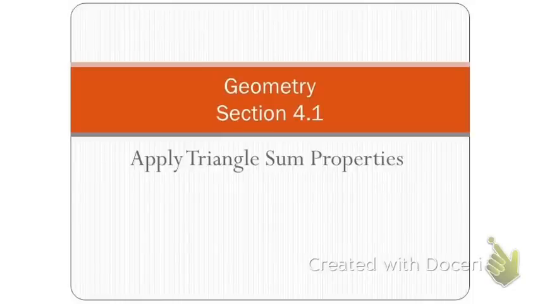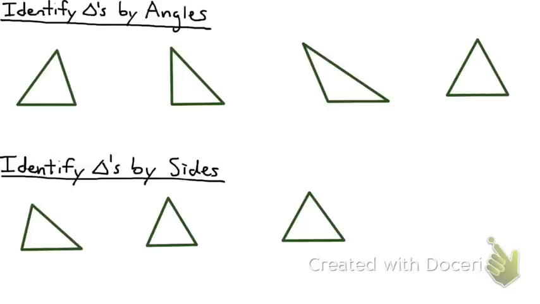In section 4.1 we looked at the triangle sum properties, and this is really our introduction to triangles. Before we start looking at the angle properties that we're going to have, we have to make sure we're able to identify triangles in two different ways, by their angles and by their sides. If we're looking at their angles, we have what we call acute triangles.